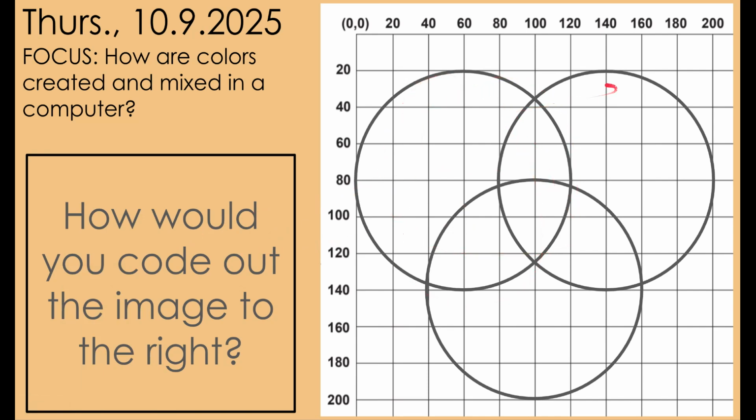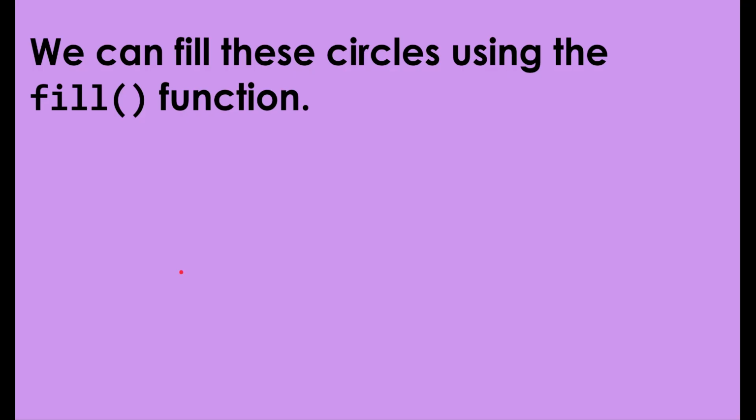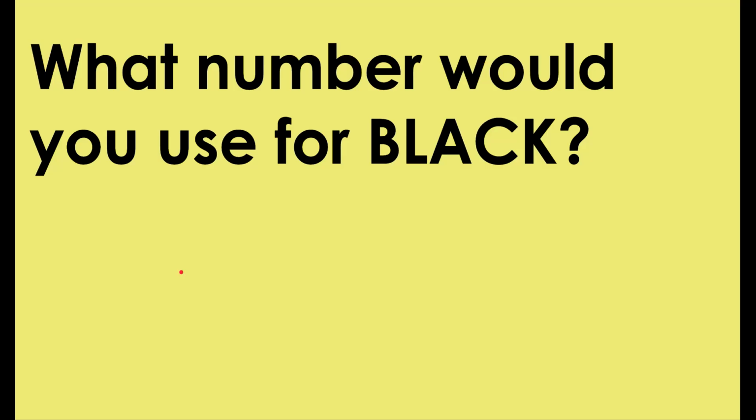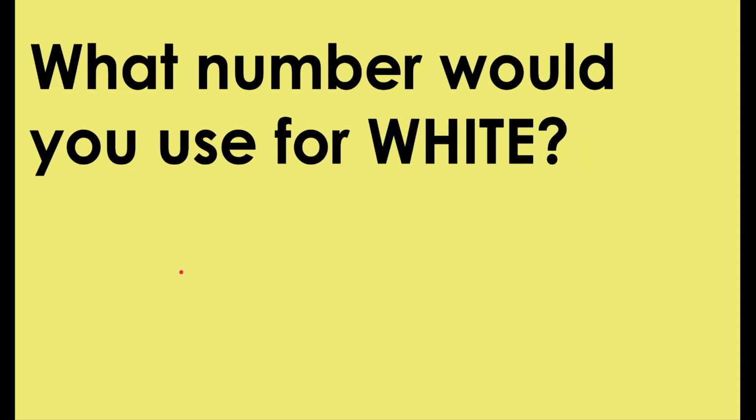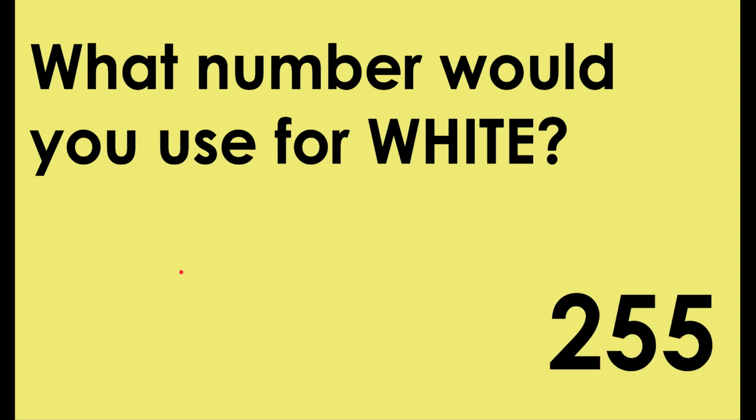You can probably see that there are 3 ellipses. This one has a center of 60, 80, 140, 80, and 100, 140. Now, we can fill those circles using fill. I want you to think for a second what number you would use for black. Hopefully we recall that it's 0. What number would you use for white? Hopefully we recall that it's 255.